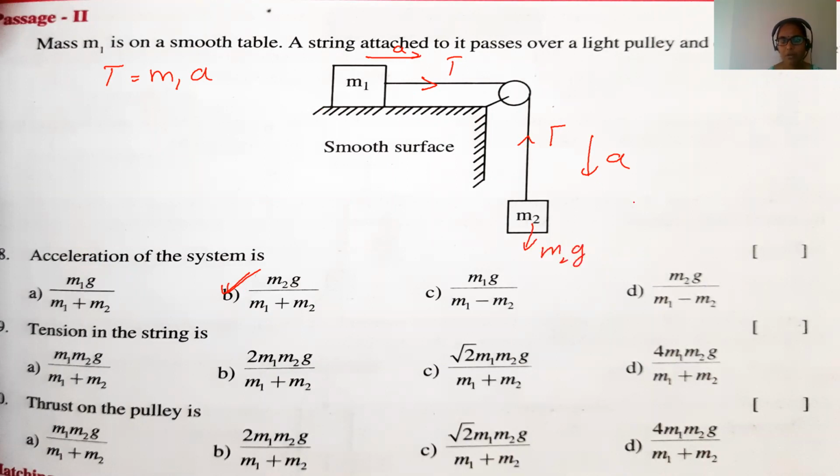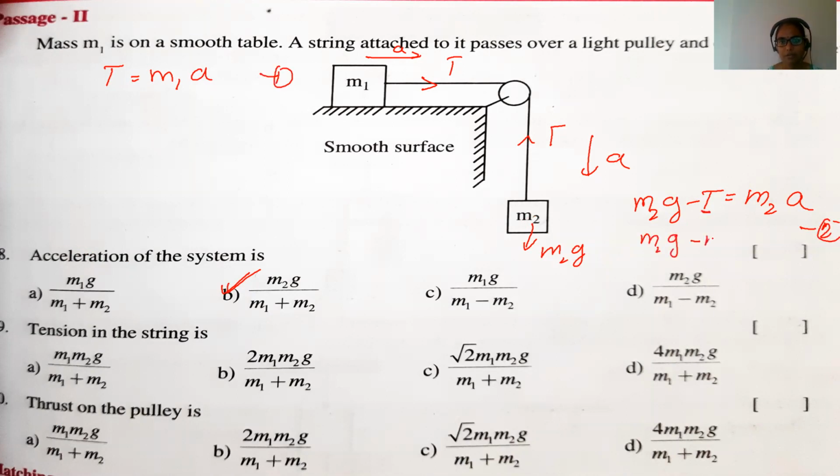That time the block is coming down. So the net force here is M2 g minus tension, which equals M2 a. Understood, children? So this is equation 2, and let us take the other one as equation 1. Now substitute equation 1 in place of this.